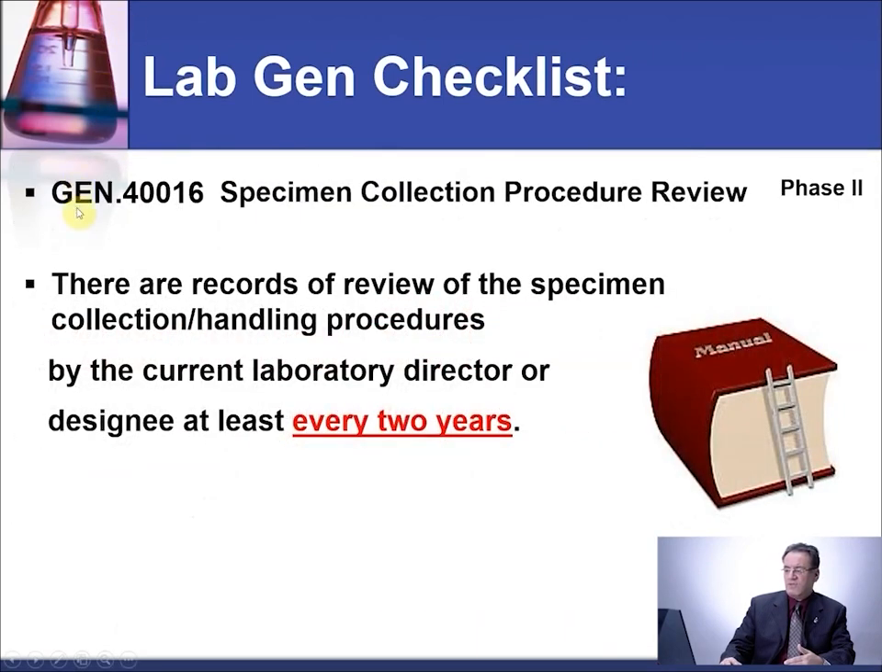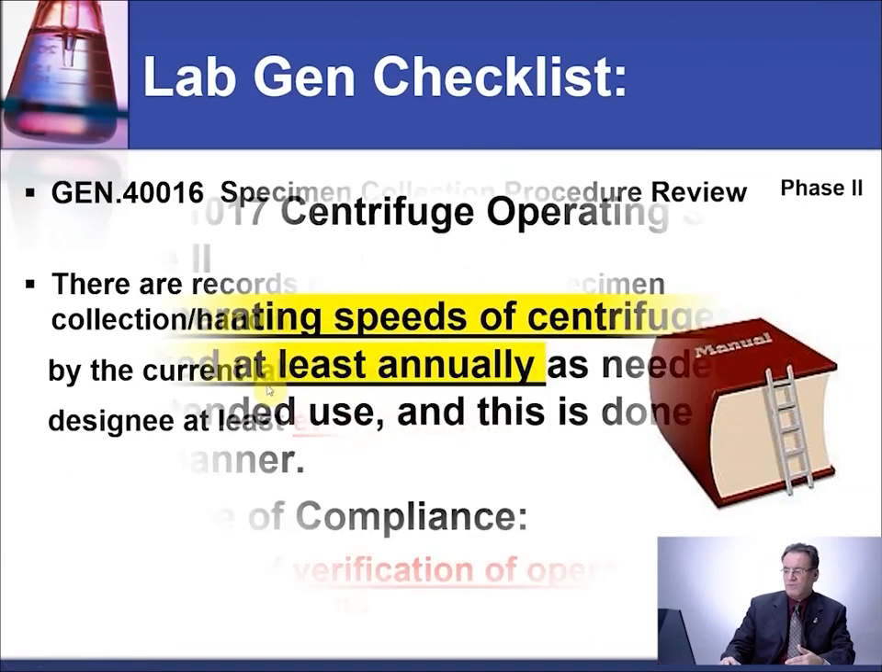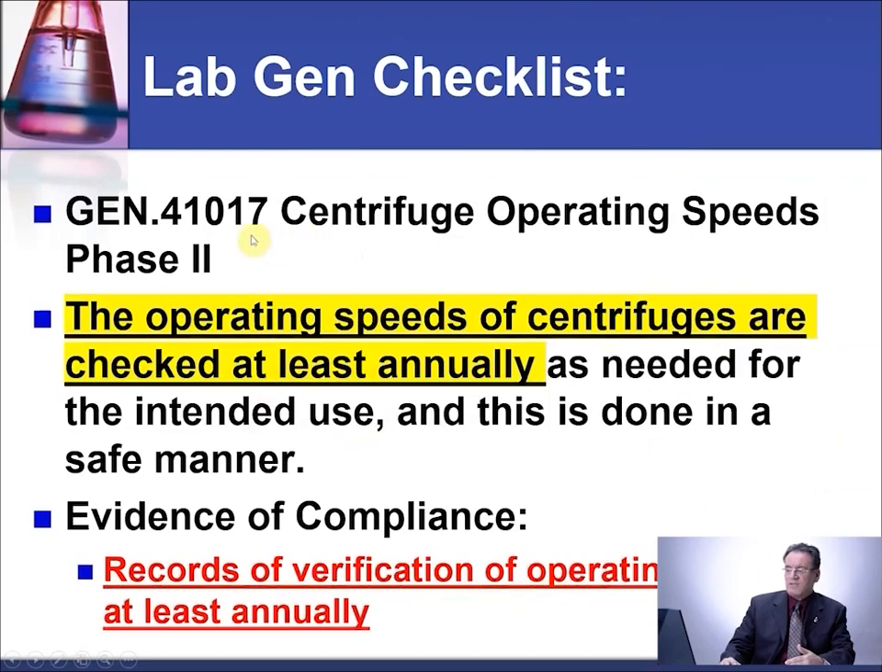Next one in the lab general checklist, you find it in GEN.40016, specimen collection procedure. This is for phlebotomy, specimen phlebotomy, okay? And the medical director or designee needs to be reviewing that every 2 years. The next one, for the centrifuge operating speed, you find that in GEN.41017. Okay, the speed of the centrifuge needs to be checked annually, and you need a record for that.